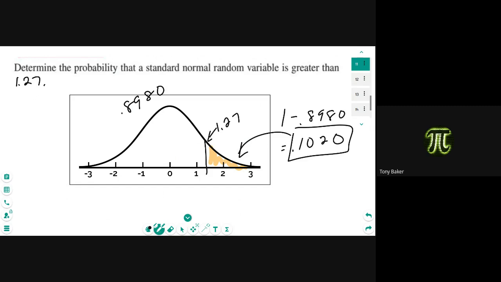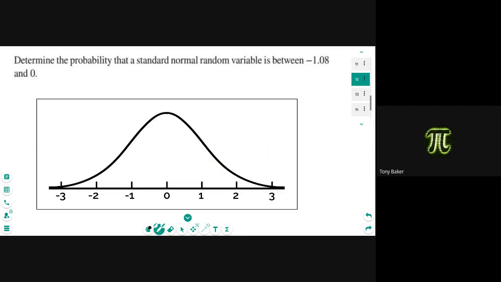So just remember that halves are 50%, so the entire thing would be 1. So that's why I'm taking the opposite. This is this side, because it's always from the left over. And I want the right side, so I just subtract from 1. All right, try this one.